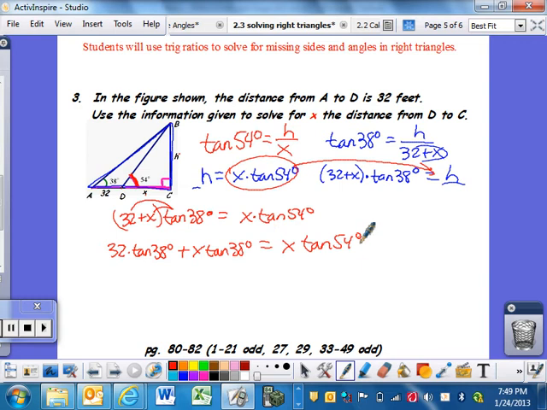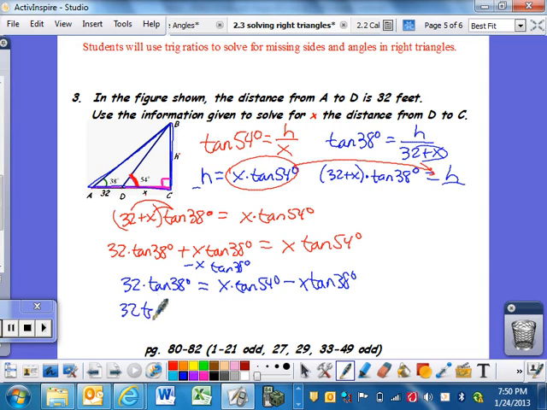In order to solve for x, x needs to be all alone on one side. So I need to get these x's to the same side of the equation. So I'm going to subtract x tangent 38 from both sides. Okay? So I end up leaving this 32 times tangent of 38 degrees and set that equal to the original x tangent 54 that was there. And I must subtract x tangent of 38 over. And now if you notice what's in common, I now have an x in common. That's pretty neat because I now can get x all alone.